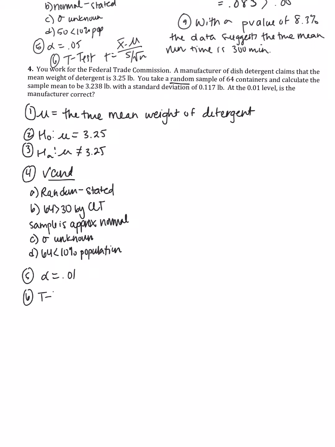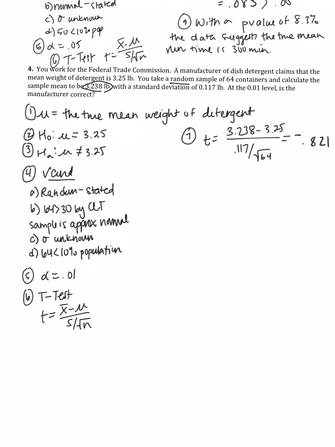Step 6, this is a t-test, so let's write down our formula. t equals x bar minus mu over s divided by the square root of n. Step 7, let's calculate that t-value. x bar is named up here to be 3.238 minus mu, which is 3.25, over standard deviation 0.117 divided by the square root of 64. All right, let's see what we get. All right, so I got negative 0.821.